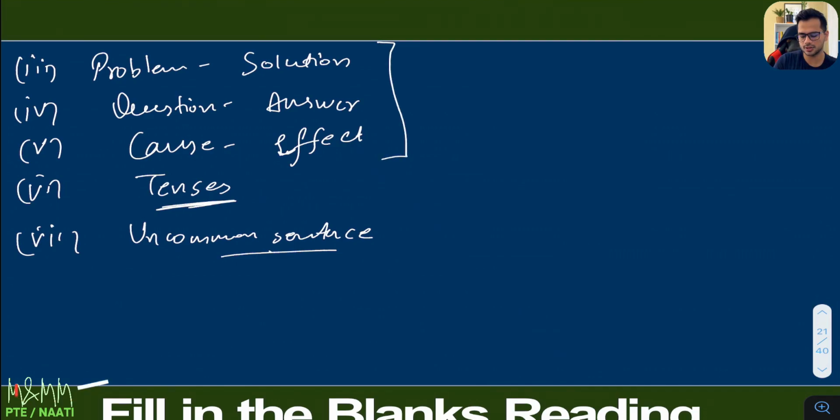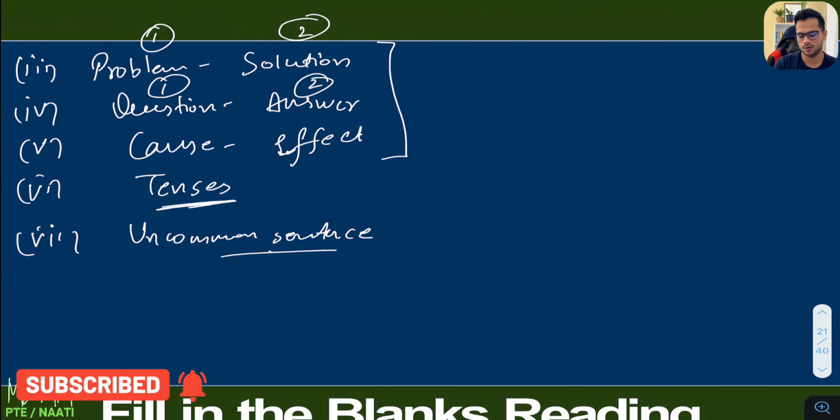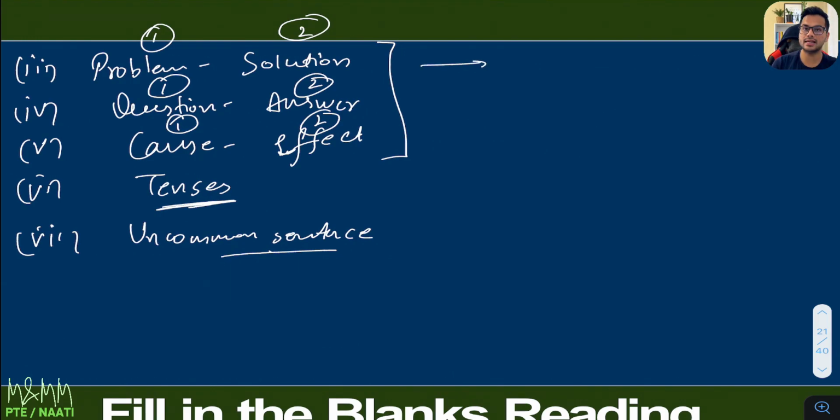Now the rule for the first three is exactly same. Problem comes first followed by solution. Question comes first followed by answer. Cause comes first followed by effect. So if you have got two sentences and in one of the sentence they're giving us a problem, and then there's another sentence where they're giving us a solution for the same problem, in that case we'll combine those two sentences and that will form a pair for me.